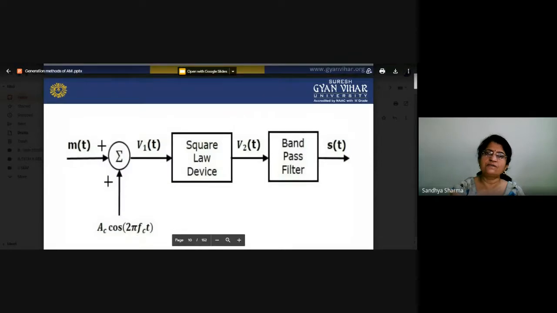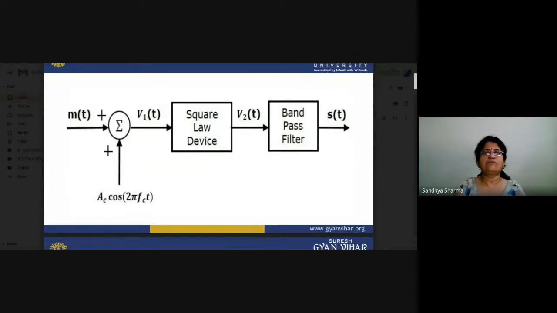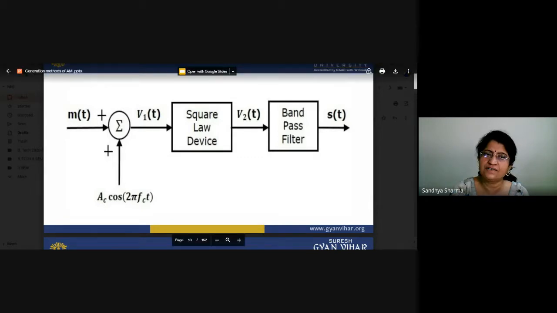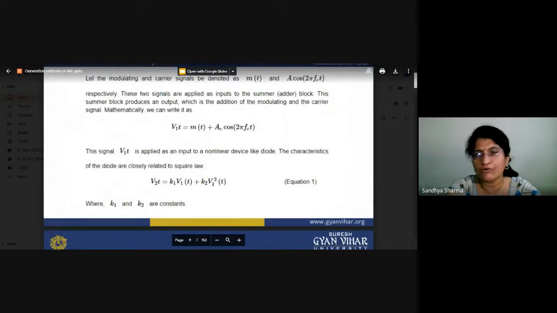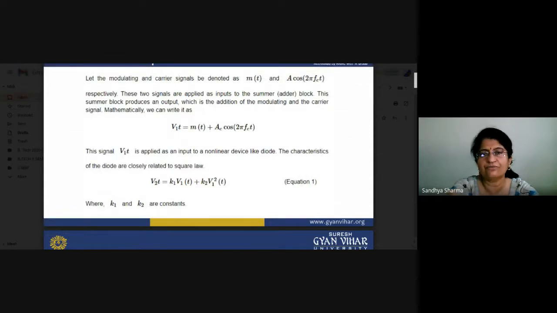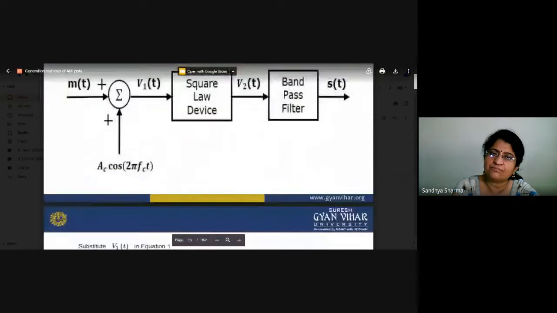Now what will happen, we can see in our diagram. The modulating signal m(t) and Ac cos 2 pi fc t are provided to a summer. V1 is the addition of these two, and now we will put this value of V1 into the square law device, and then we will receive the output. So V2, the output of the square law device, is equal to K1 V1(t) plus K2 V1 squared(t). You can put the value of V1 in this equation.